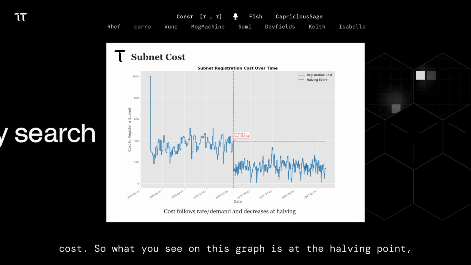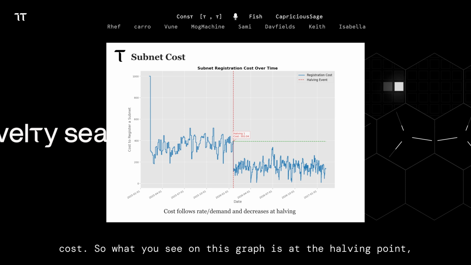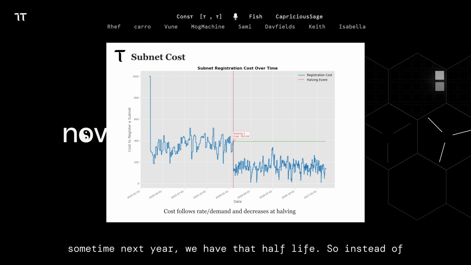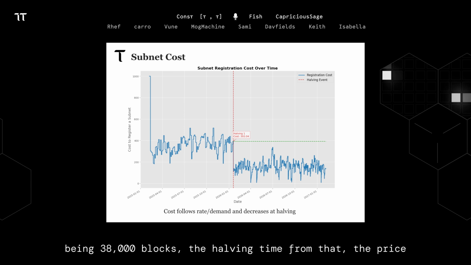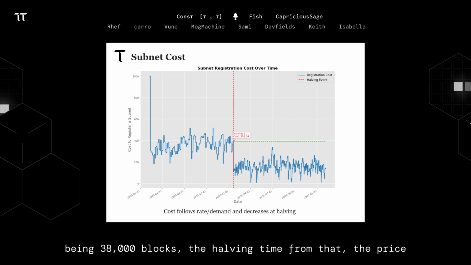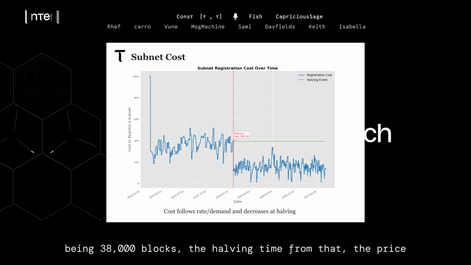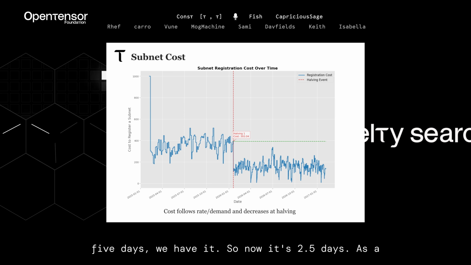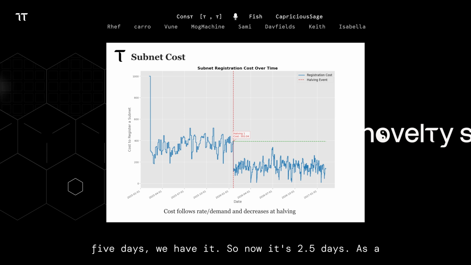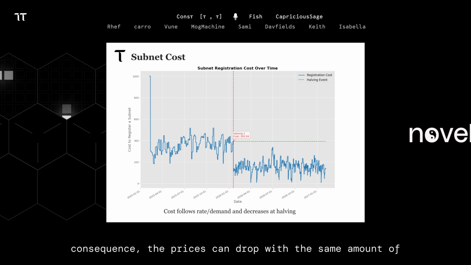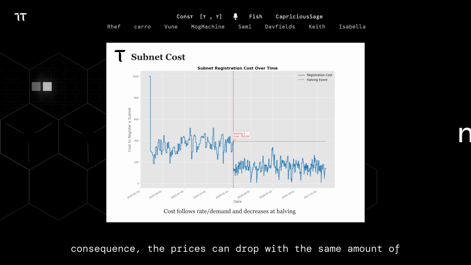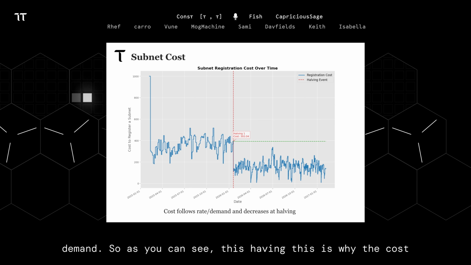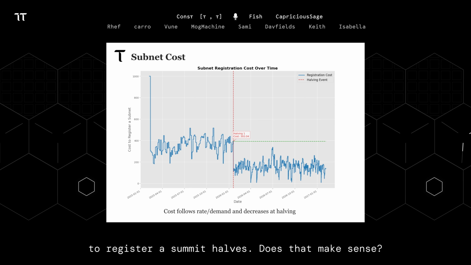So what you see on this graph is at the halving point, sometime next year, we have that half-life. So instead of being 38,000 blocks, the halving time from that the price goes from 1,000 to 2,000, then down to 1,000 again, being 5 days, we have it. So now it's 2.5 days. As a consequence, the prices can drop with the same amount of demand. So as you can see at this halving, this is why the cost to register a subnet halves. Does that make sense?